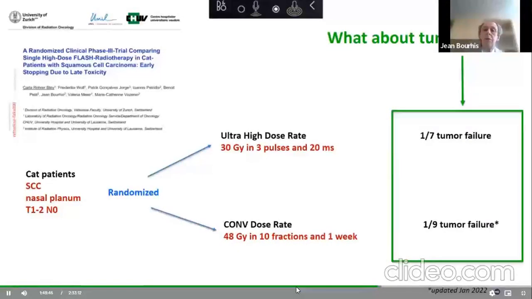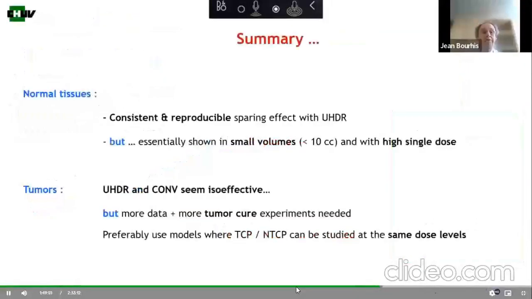So when looking at the tumor cure, that is long-term tumor cure, there was one failure in both arms, which is very reassuring. Here we're not talking about growth delay, but really tumor cure in spontaneous cancers. So it seems that here also we see iso effectiveness, which is a very important message.